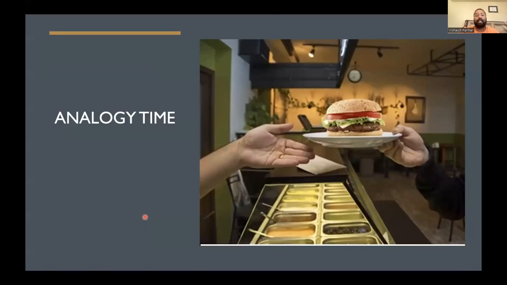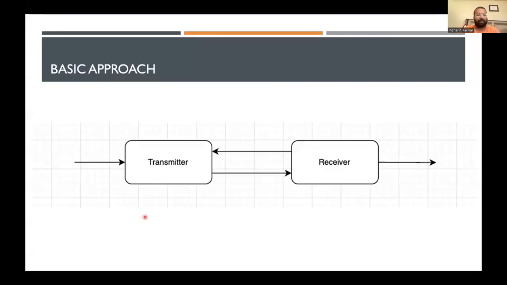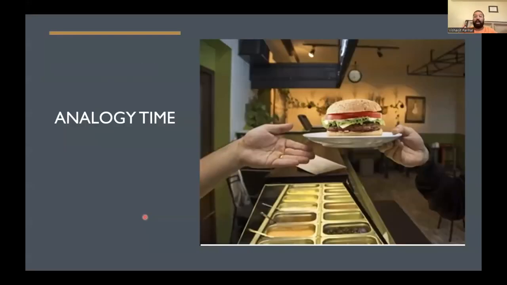To make it much easier, let's do an analogy. Let's say I have a burger and you want that burger. I can just hand it over to you and you can receive it. That's what we're doing. I'll make a burger, that'll be my input, I'll be the transmitter, you'll be the receiver. Once I have the input, I'll hand it over to you, you'll receive it. That's the basic approach we are trying to implement: if I receive an input, I'll keep it and give it to you, and you'll receive that input and give it to someone else.